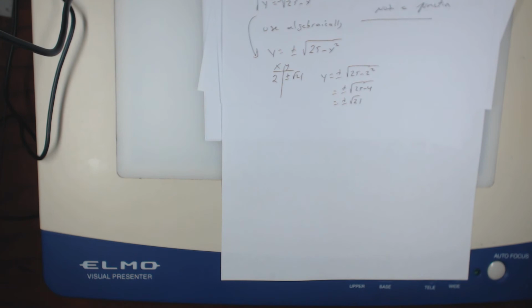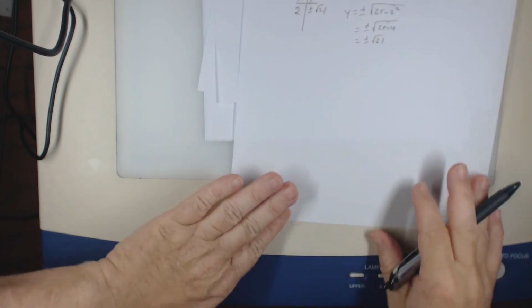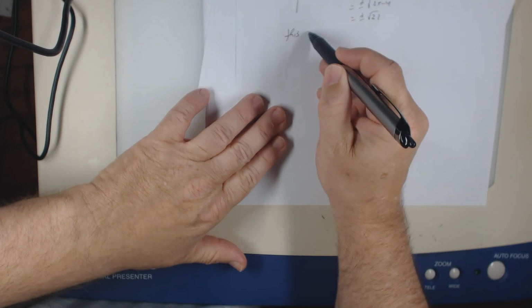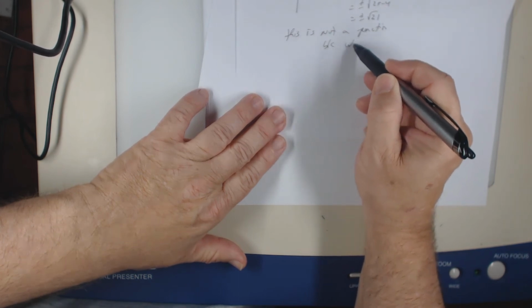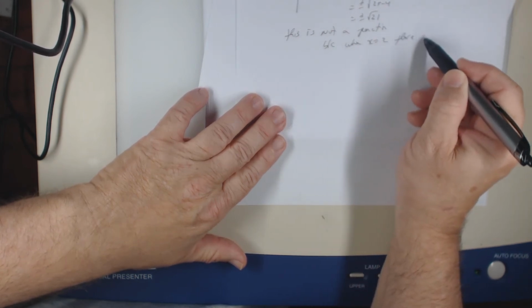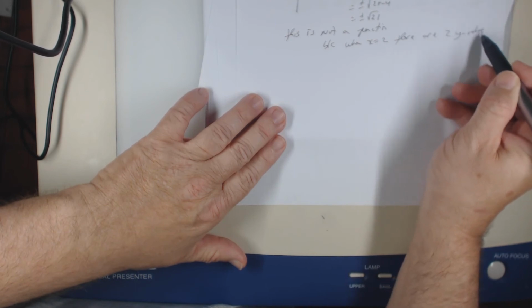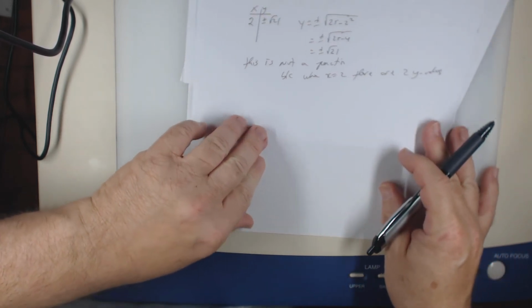So right away, you don't have to do anything else. This is not a function, because when x is 2, I had how many y values? 2. That plus or minus gives it away, right? You have a positive square root of 21 and a negative square root of 21. Kind of makes sense because in your mind, that circle, remember we said when x is 2, there are 2 points in the graph? So this is not a function because when x equals 2, there are 2 y values. So that's your algebraic, okay? That will be algebraic.